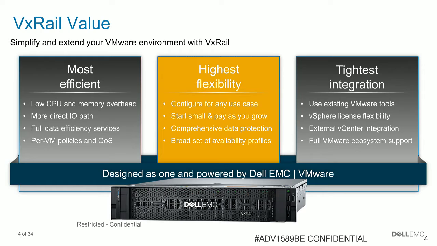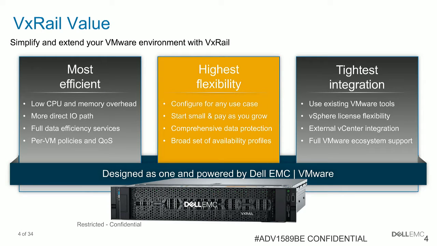So it's the most efficient, with low CPU and memory overhead. We have more direct I/O paths, because of its kernel integration within vSAN. Full data efficiency services and per-VM policies via vSAN also, and quality of service. So it's very flexible. You can configure it for any use case. We're going to specifically talk about VDI. You can start small and pay as you grow. That's the linear scale we've been talking about. The recommendation is that the minimum is 3, but we recommend 4 to start. And then you can scale on a per-node basis after that. So you have comprehensive data options, and a broad set of availability profiles as well.